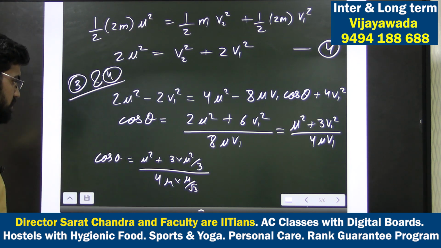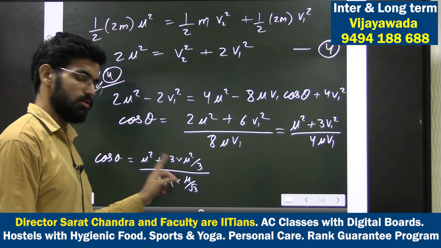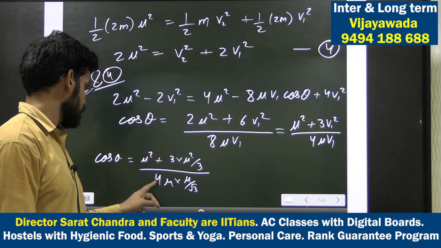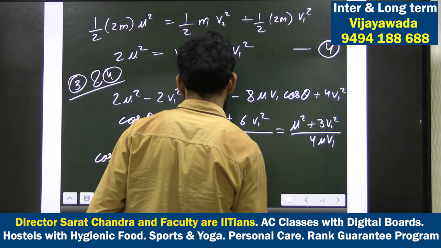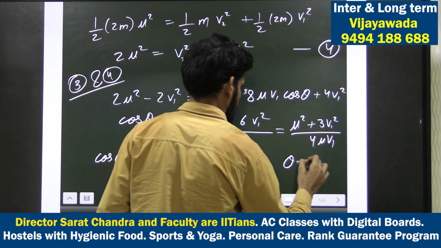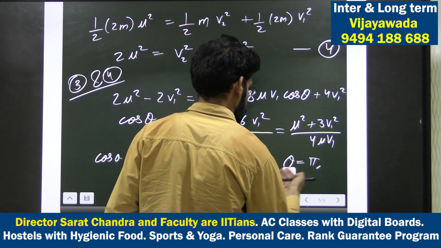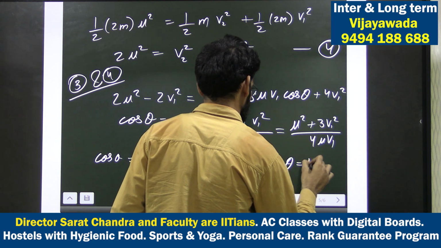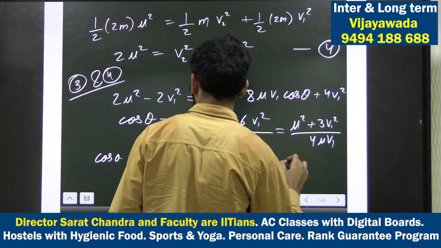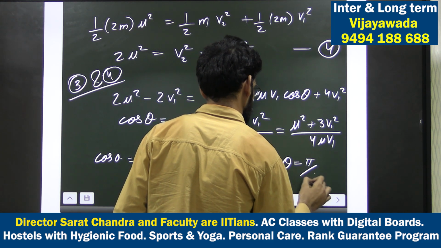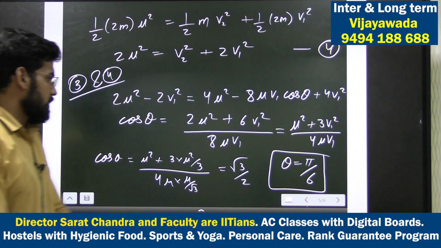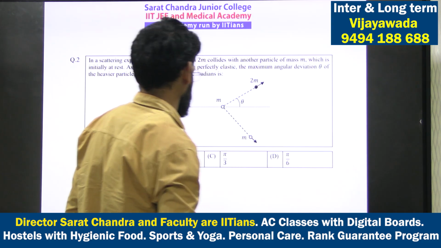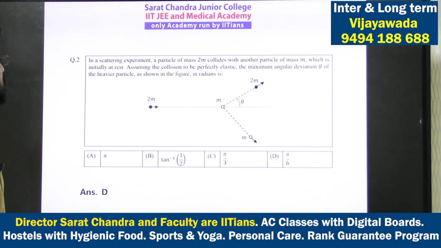Okay. So if I see from here, 3 got cancelled out, u square plus u square, 2u square. So 2, 1, 2 got cancelled out, root 3 by 2. So cos theta is root 3 by 2. So theta I can say what? Pi by 3, correct na? 60 degree only na? 60 degree or 30 degree? 30 degree na, pi by 6. Right? Cos theta equal to root 3 by 2, so theta equal to pi by 6. So pi by 6 should be the answer. So D option is your answer. Okay.